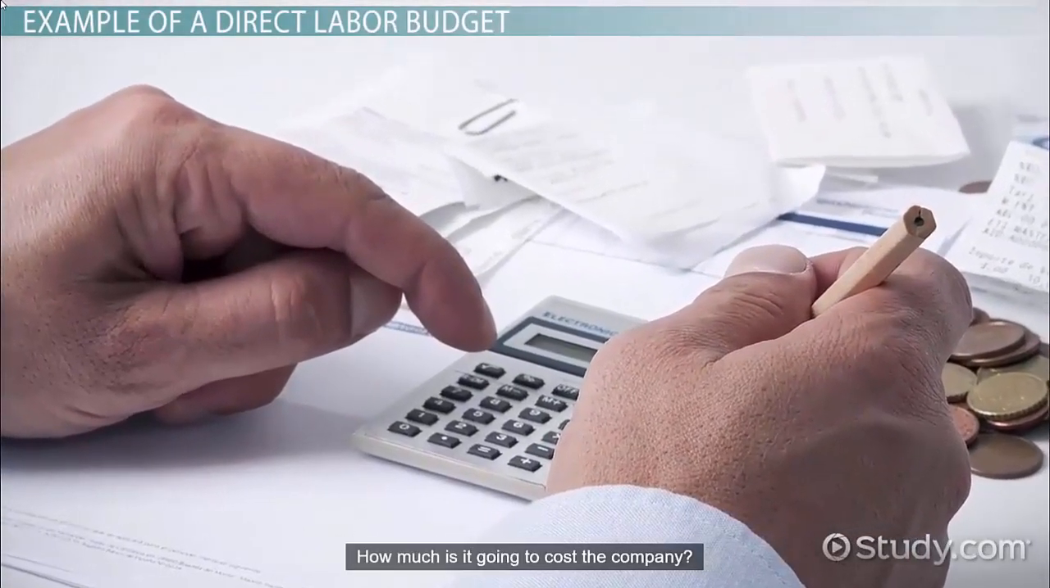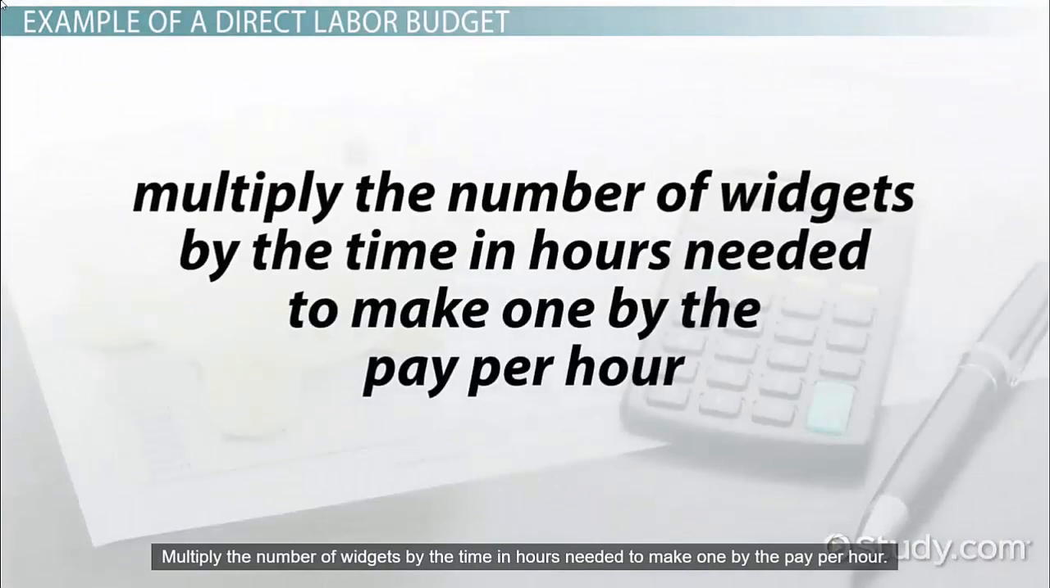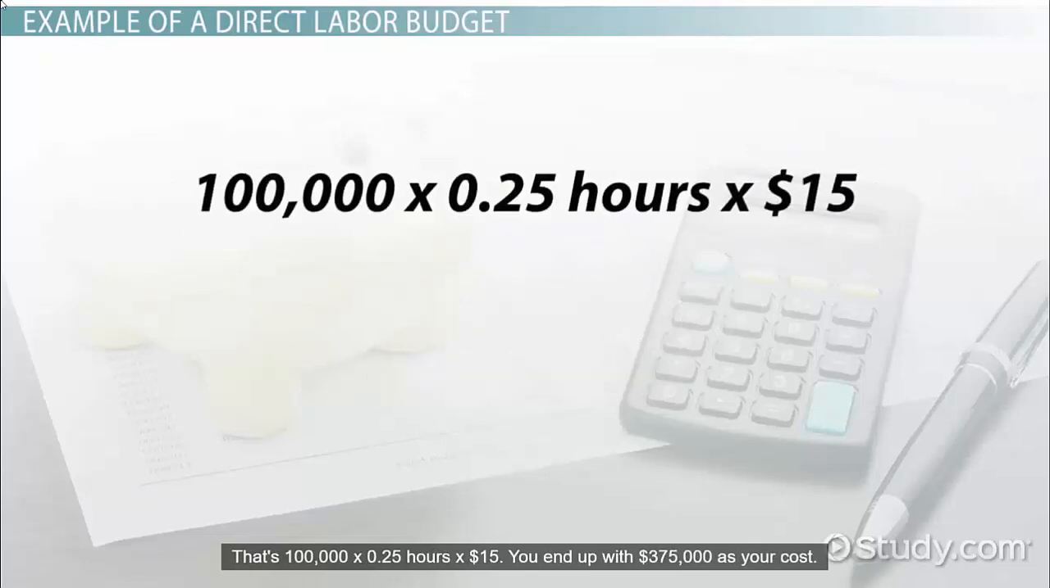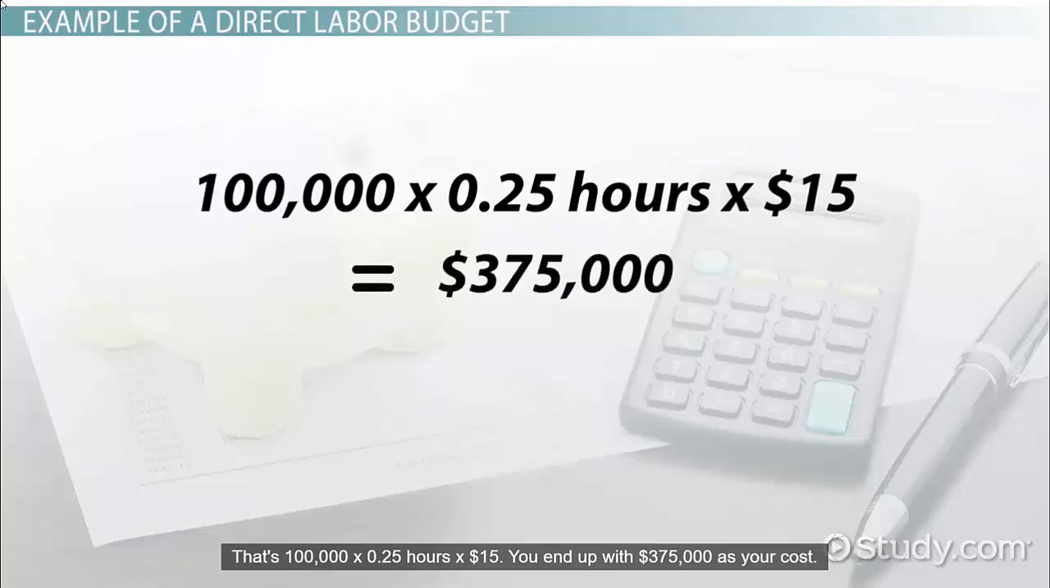How much is it going to cost the company? Multiply the number of widgets by the time in hours needed to make one by the pay per hour. That's 100,000 times 0.25 hours times $15. You end up with $375,000 as your cost.